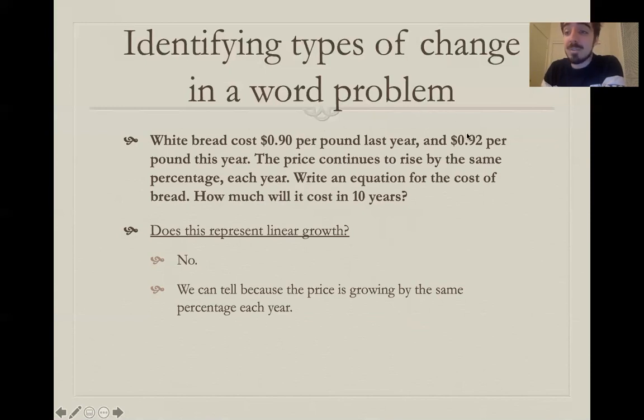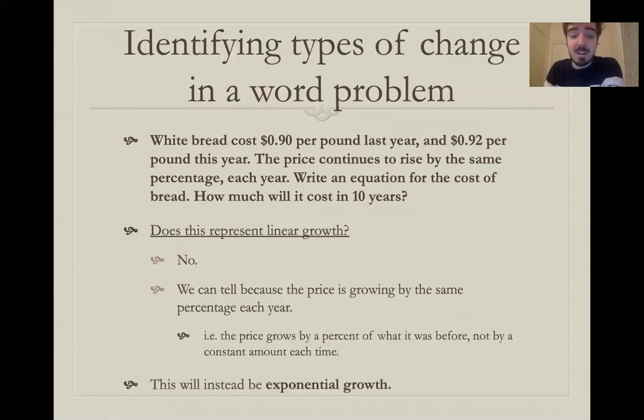This 2 cents was instead calculated by taking a percent of this 90 cents and adding that to itself. So when I'm trying to get the price after the 92 cents year, I'm going to take a similar percent of 92 cents and add that to the 92 cents. So it's not going to be the same fixed amount every time. So this can't be linear growth. Rather, it's going to be exponential growth.